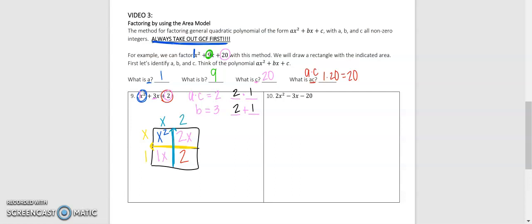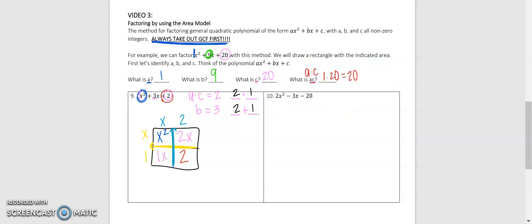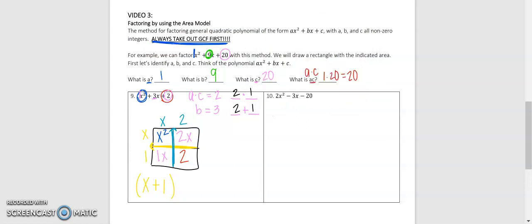Now that you have your GCFs found, we actually have our solution. Our factored form of this, we can write out our binomial. So we have x plus 1 going down and then we would have x plus 2 going across.